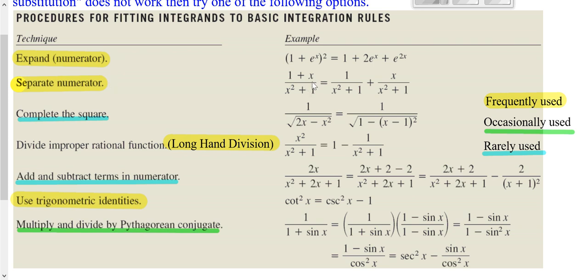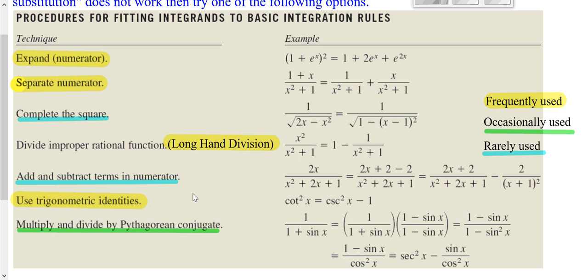If you have this, you could do longhand division. If you did longhand division, you would essentially get this. Or you could go ahead and just write it as two separate fractions. Now, you could complete the square. That's not too often used that I'm aware of. Here's your longhand division. Typically, if the top has a higher power or same power, you do longhand division.